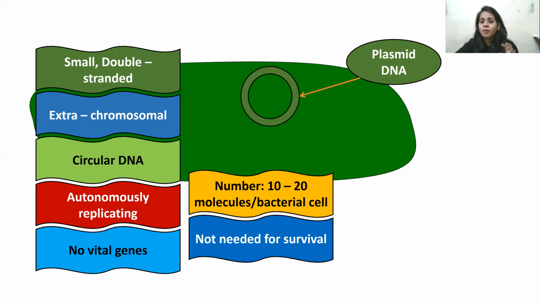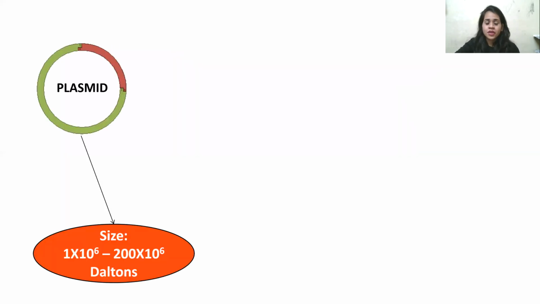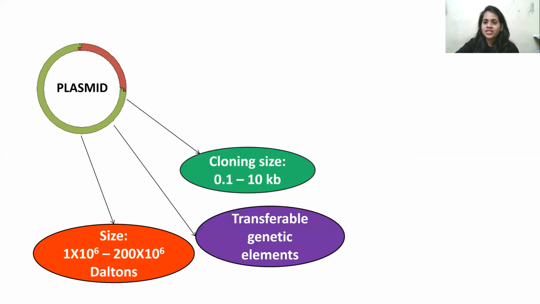So the number of plasmids found in a bacterial cell is around 10 to 20 molecules. So this is a plasmid. What is the size of the plasmid? It is 1 into 10 raised to 6 to 200 into 10 raised to 6 Daltons, and it's a transferable genetic element, and the cloning size is around 0.1 to 10 kb.